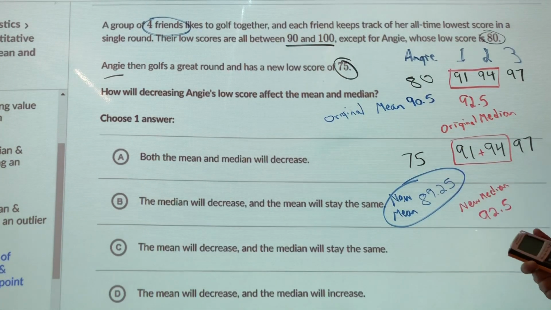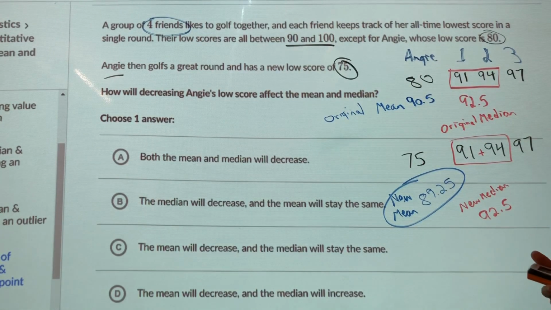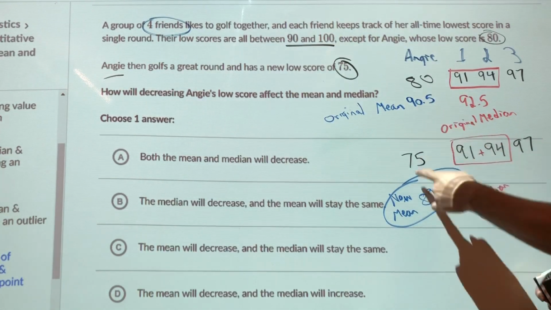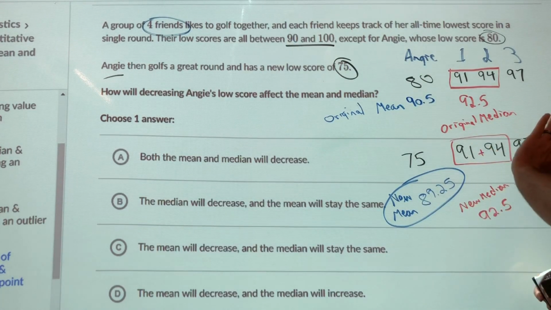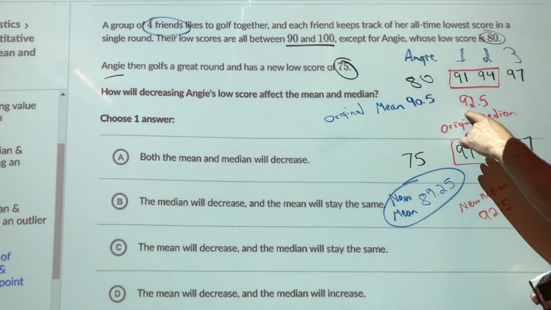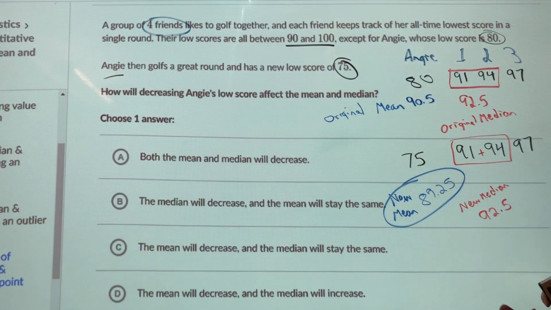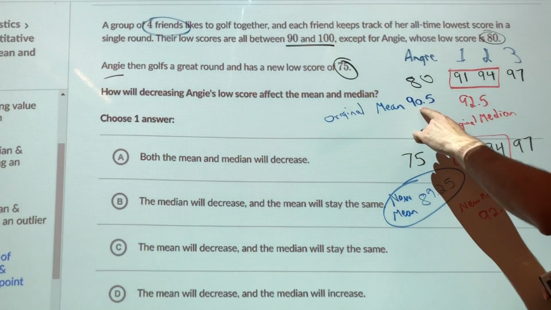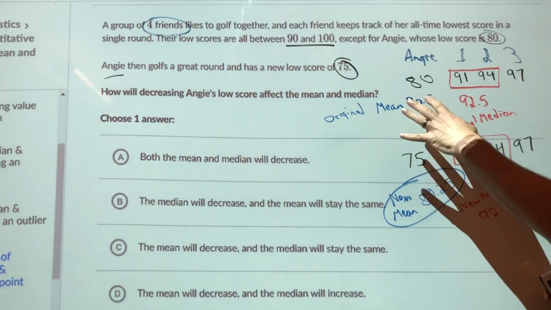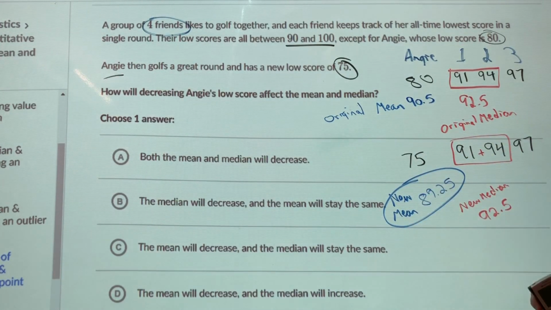Now let's see which answer makes sense. Notice this is the work required for this particular question. So it says both the mean and the median will decrease. Well, the mean decreased, but the median did not. So answer choice A is incorrect. It says the median will decrease, the mean will stay the same. Well, the median did not decrease. This was the original, this is the new, it did not decrease, so B is not correct. The mean will decrease and the median will stay the same. The mean went from 90.5 to 89.25. That did decrease, so that is true. The median stays the same, and therefore answer choice C.